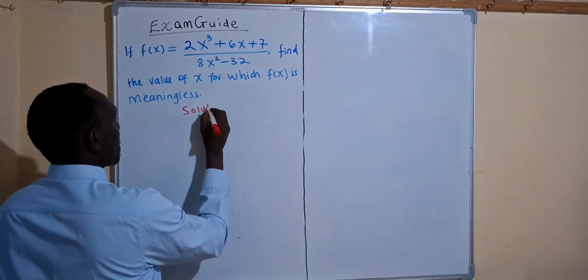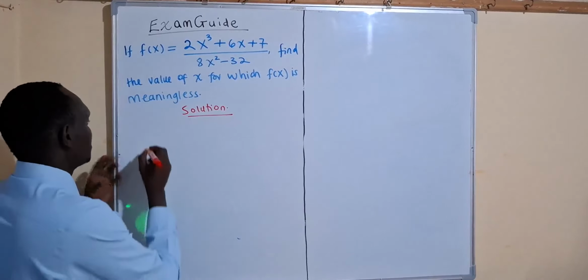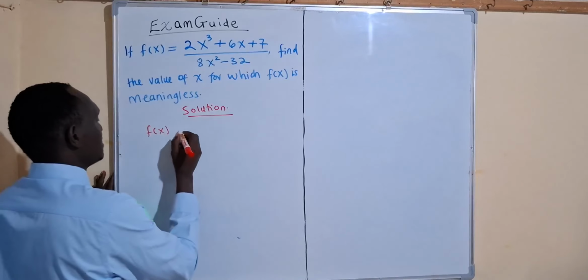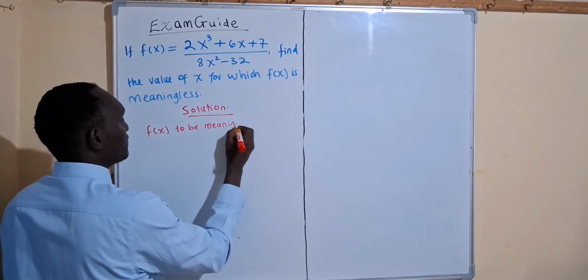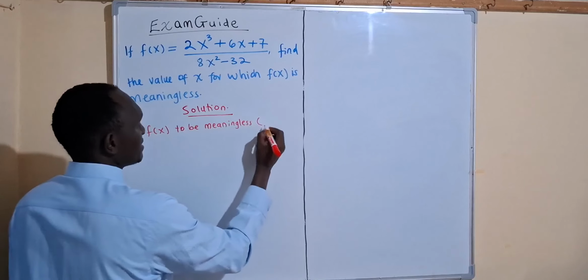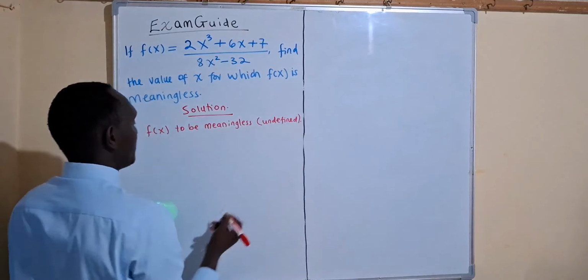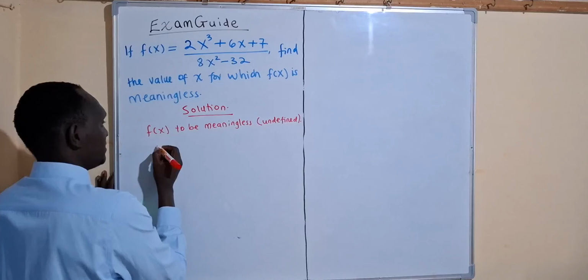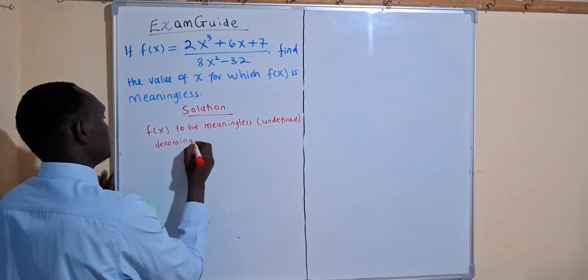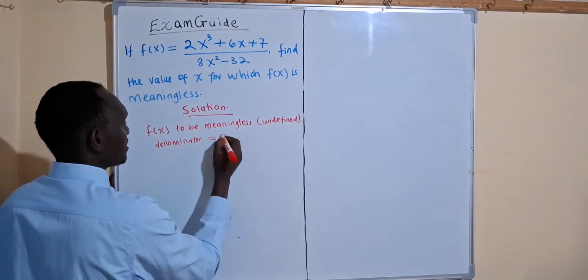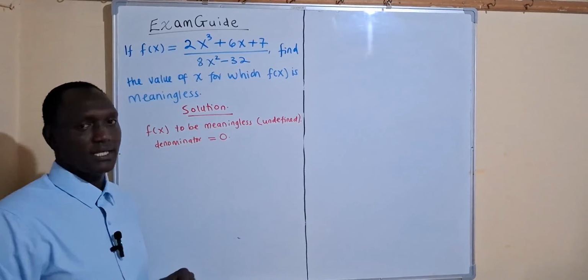So the solution for the function f of x to be meaningless, in some cases we say undefined. For it to be undefined, what happens? The denominator should be equal to 0, because we have witnessed that any number divided by 0 is undefined.